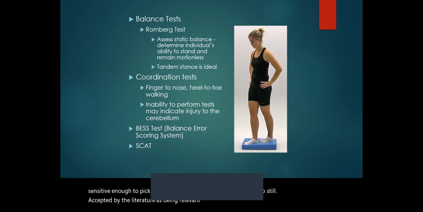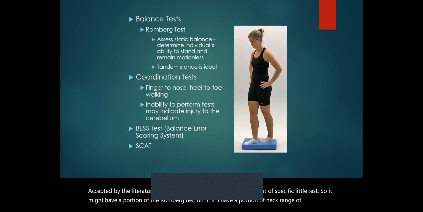So the SCAT is a whole packet of specific little tests. So it might have a portion of the Romberg test on it. It'll have a portion of neck range of motion and neck tenderness. It'll have coordination tests. It'll have memory, delayed recall, things like that. But it's several tests that are all developed into one.